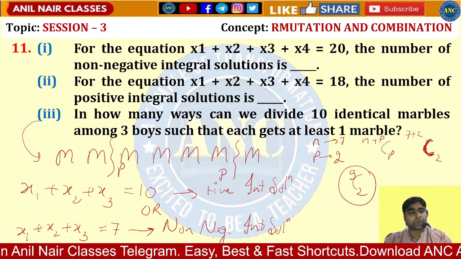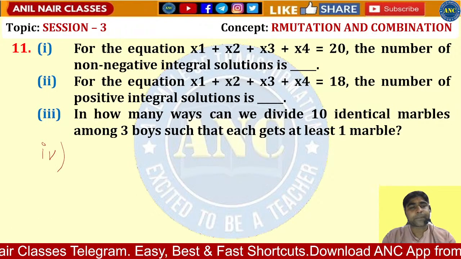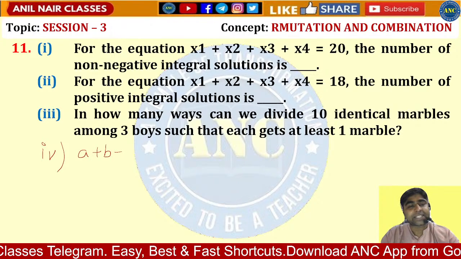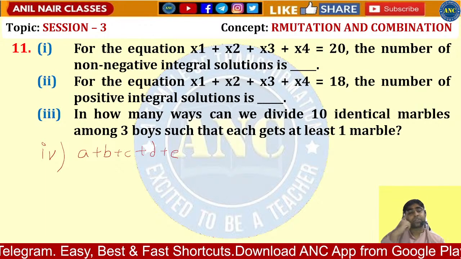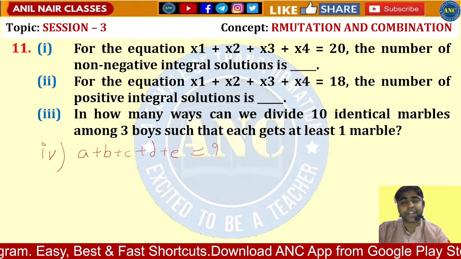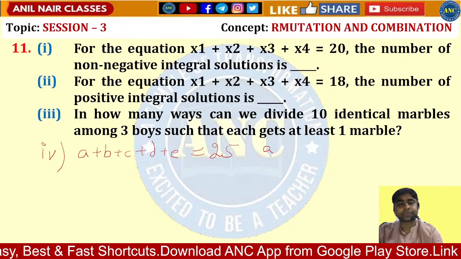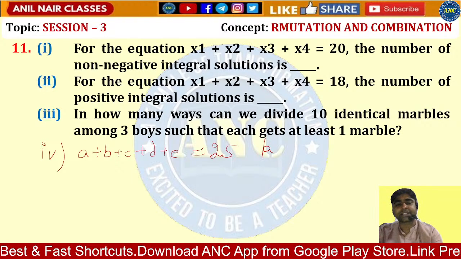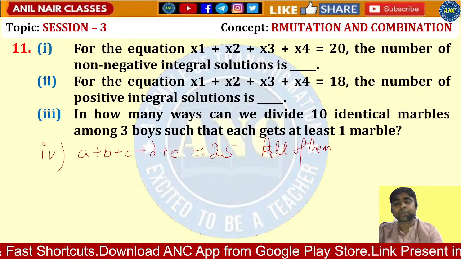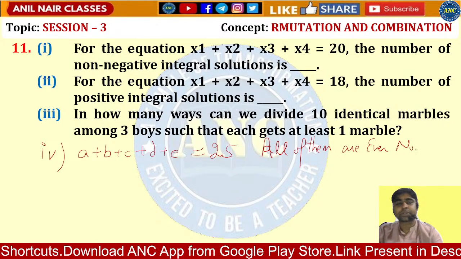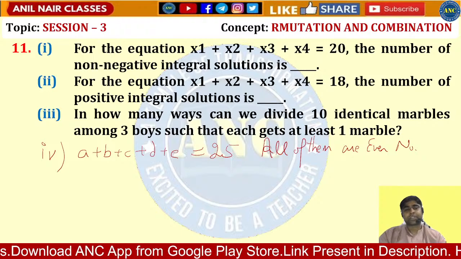Right? Now, what all more questions can come? It can say a plus b plus c plus d plus e, let's say, because already I have taken 4 and 3, I'll take 5 now, is supposed to be equal to 25. Or I can directly say all of them are even numbers. So in how many ways can this be done? The answer would be no solution.